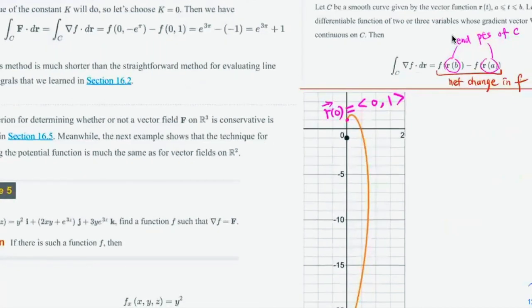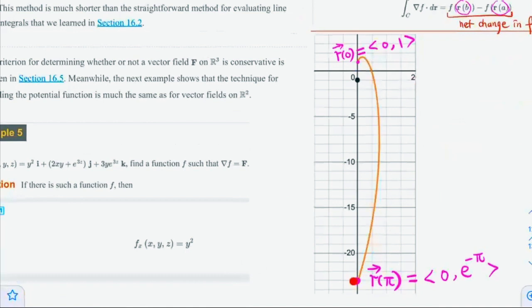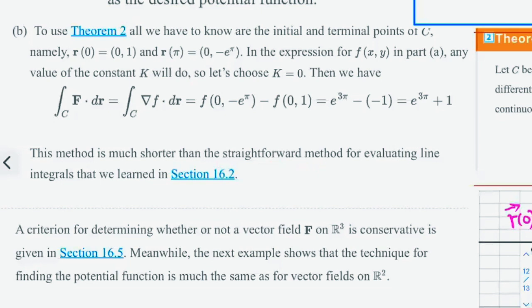Actually, as long as you have the same starting point and same ending point, it really doesn't matter what path you take. The integral of the function along any path will stay the same as long as the paths have the same initial and terminal point. Notice that using this theorem, all we have to do is subtract the function values at the starting point and the terminal point. This method is much shorter than the straightforward method for evaluating the integral that we learned from 16.2.